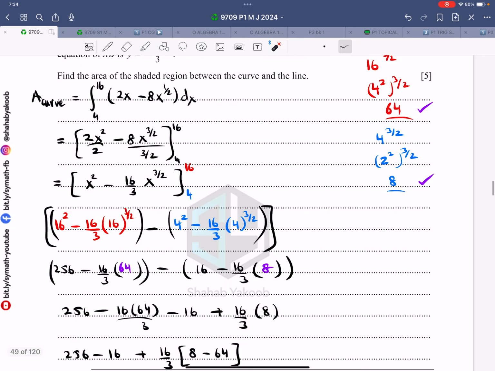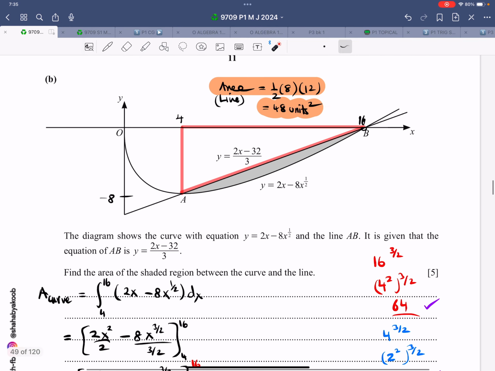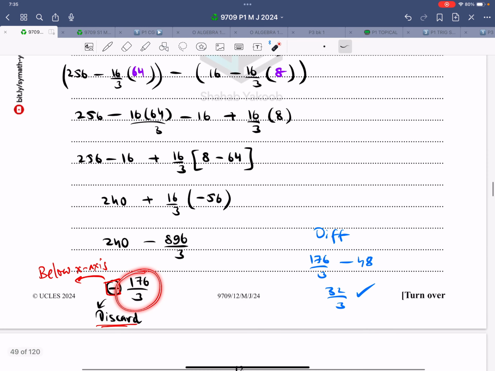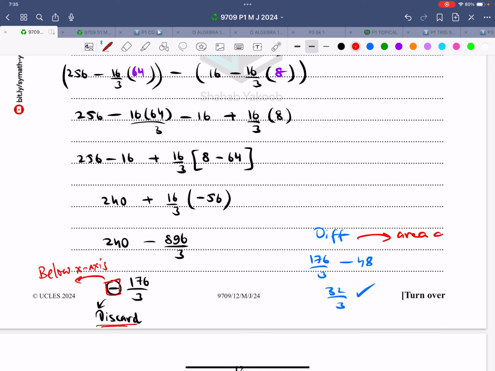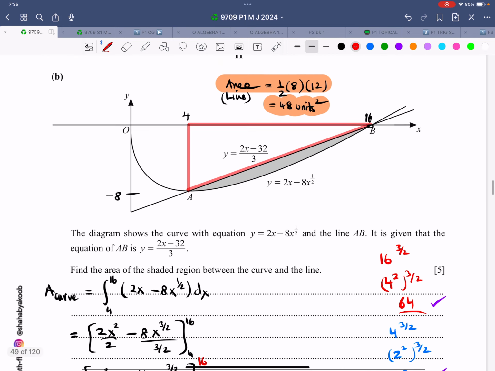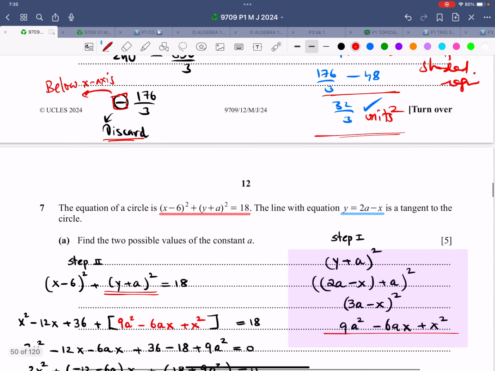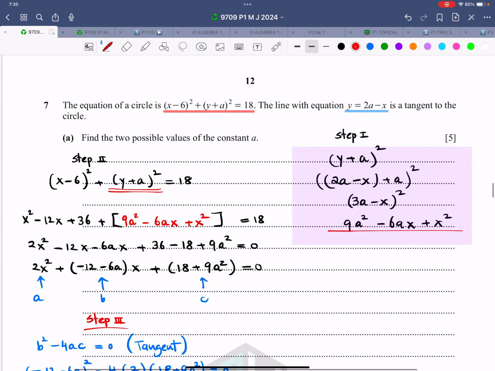And what do I get? I get the area of the triangle. That's right over here, 48. This is 48. This is 176 over 3. The difference comes out to be 32 over 3. So that difference, that is the area of the shaded region. And make sure that you write units square or square units over here. That is the answer for this particular part. Pretty simple, but of course indices, algebra, arithmetic, all those things which you once took for granted, that comes in full swing.